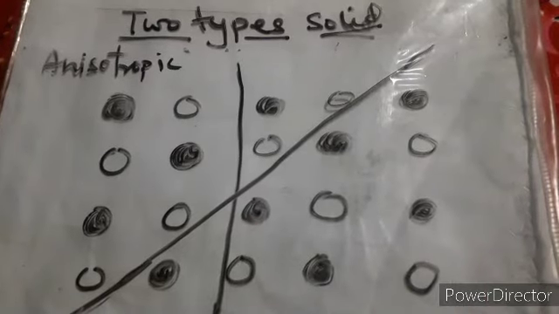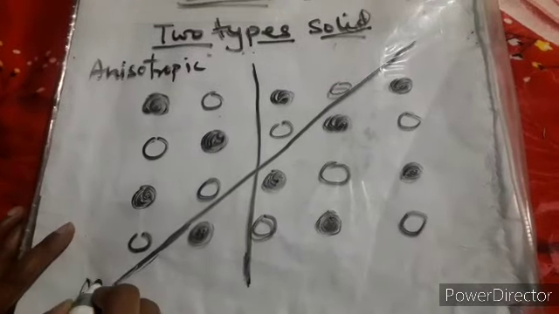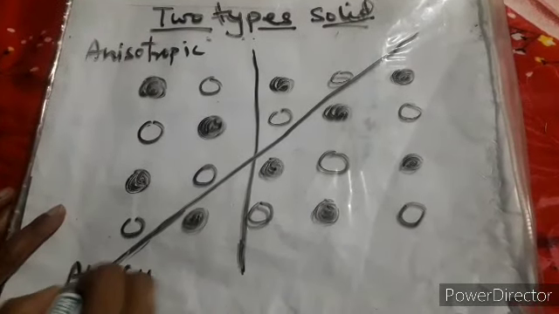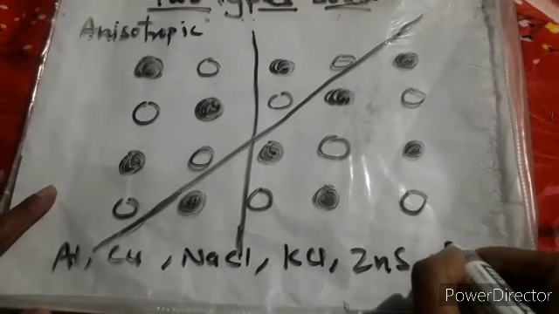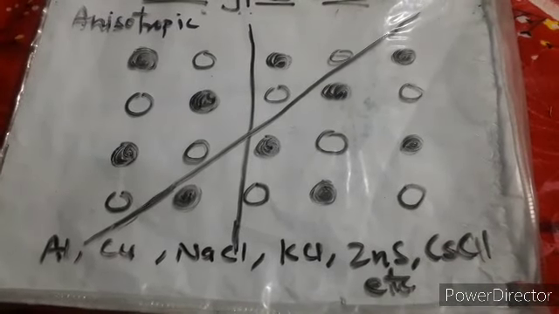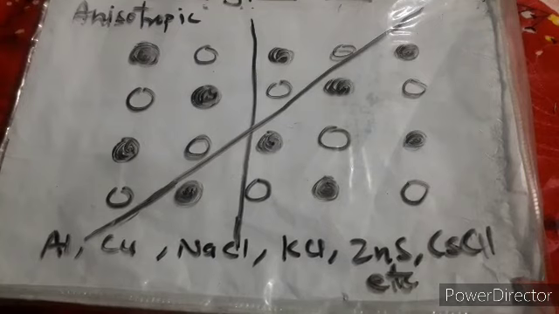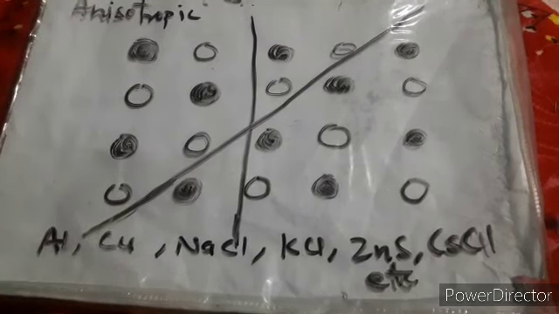And you can use any of the examples. You can use Al, Cu, NaCl, KCl, ZnS, CsCl, etc. You can use many. If you have books, you can focus on them from your books also. So this is one of the concepts which we have discussed about the crystalline solid.